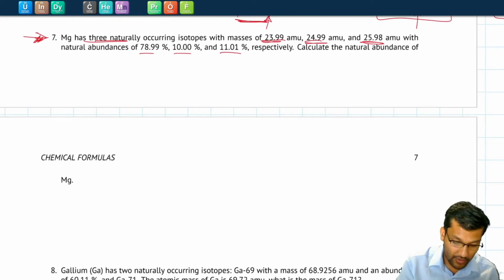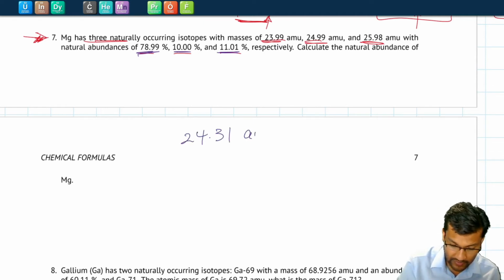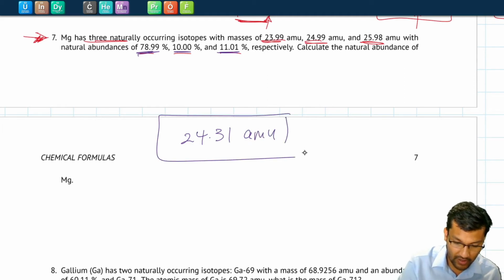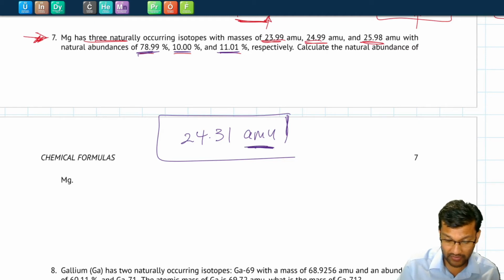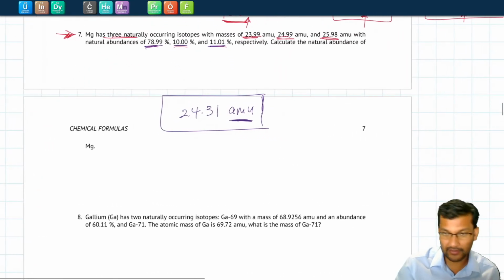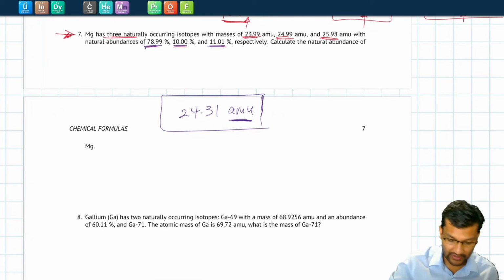Okay, so if you did this, and I'm not going to do the math, it's just multiplying these numbers by their abundances and adding them up, you should get an atomic mass of 24.31 atomic mass units. Whenever you write your answers, make sure you include the units, that's important, and the correct number of significant figures. In this case, it turns out to be 4. If you didn't get that correct, let me know and we can go over it together.